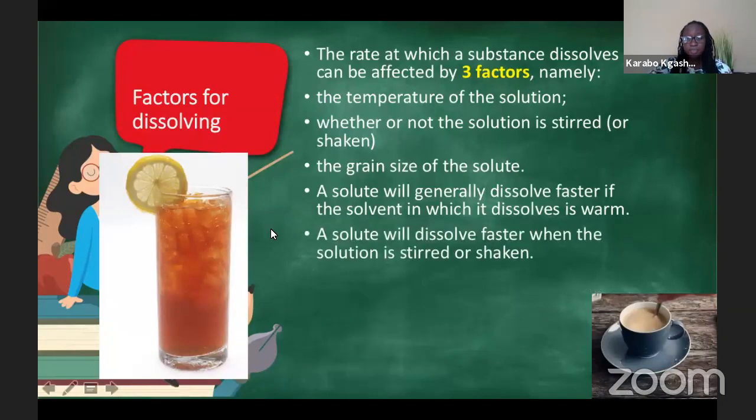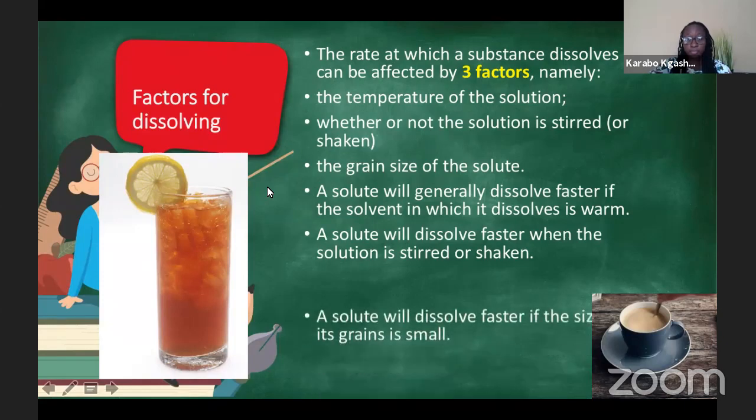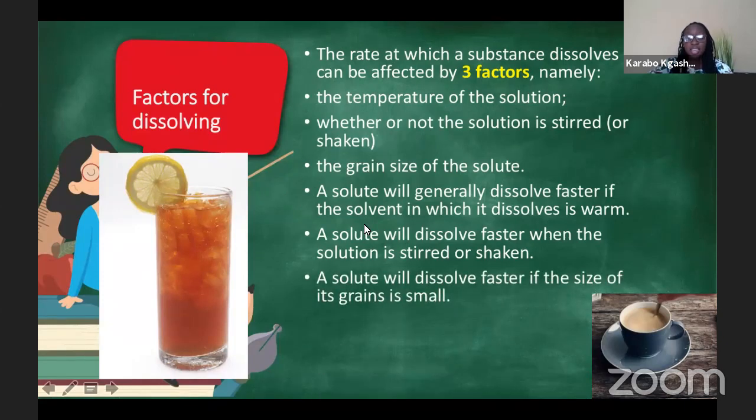All right. Now, a solute will dissolve faster when the solution is stirred or shaken. All right. So if I shake it or I stir it, it is going to dissolve a whole lot quicker. And lastly, a solute will dissolve faster if the size of its grains are small. I've given you the differences between brown sugar crystals and white sugar crystals.